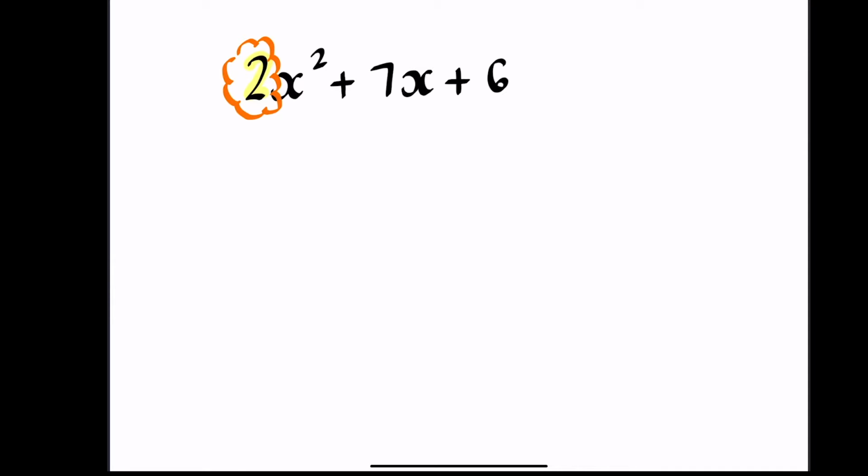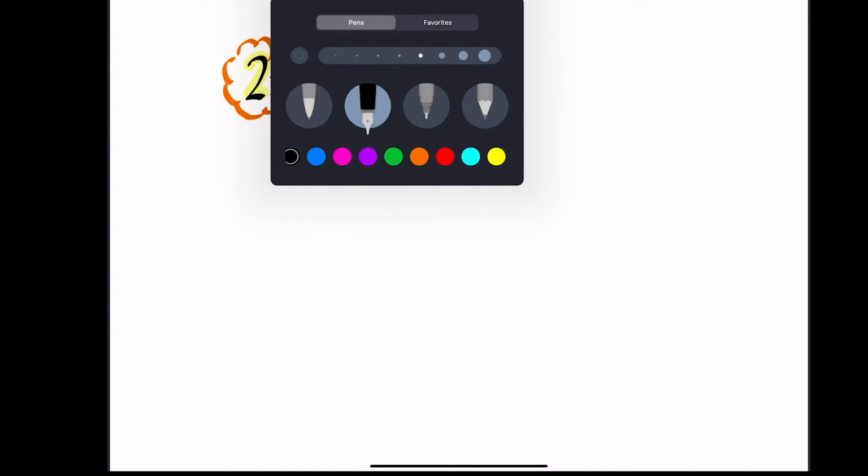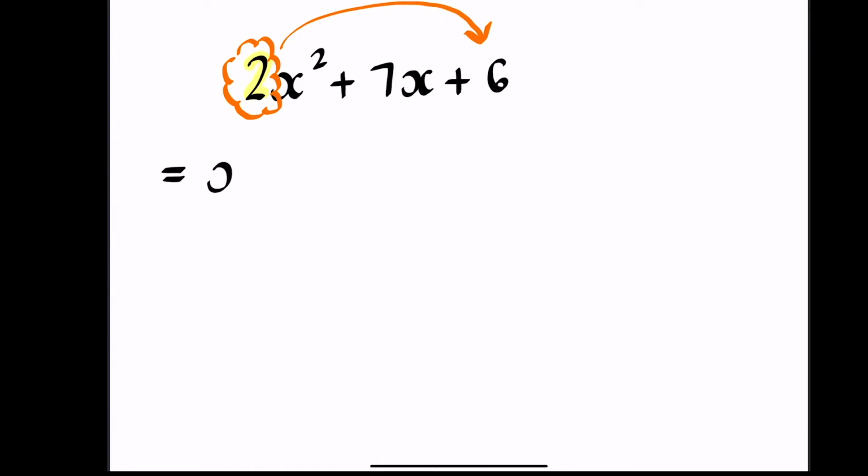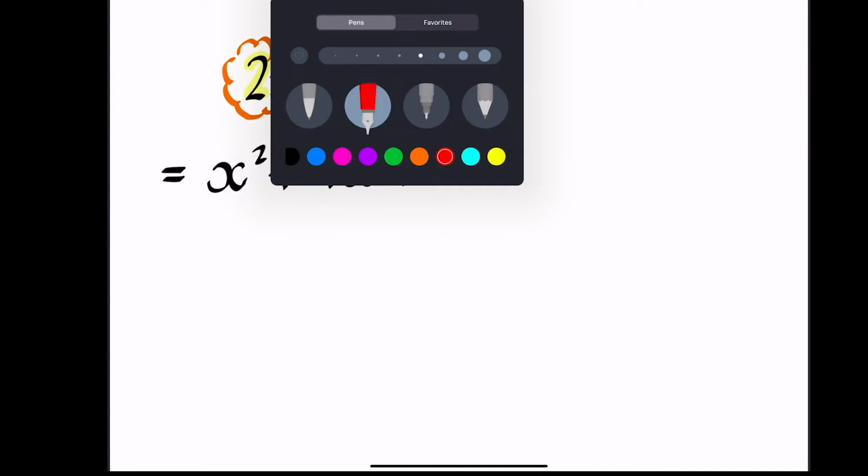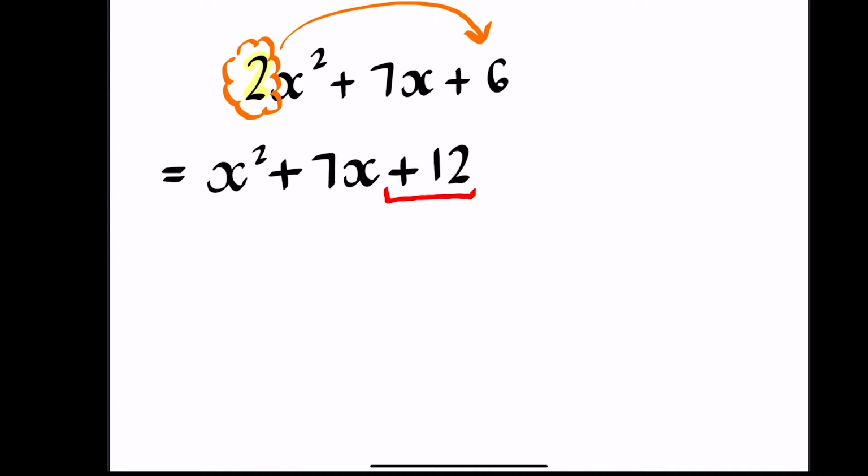So step number 1, I'm going to take the coefficient, or the a value, and multiply it with the c value. So that's going to give me x squared plus 7x, and then 2 times 6 is positive 12. Now we've taken 2x squared plus 7x plus 6 and changed it to x squared plus 7x plus 12. We look at our third term, a positive 12. That tells me two things: the signs are going to be the same inside the brackets, and I'm adding the factors of 12 to give me my middle term of 7.